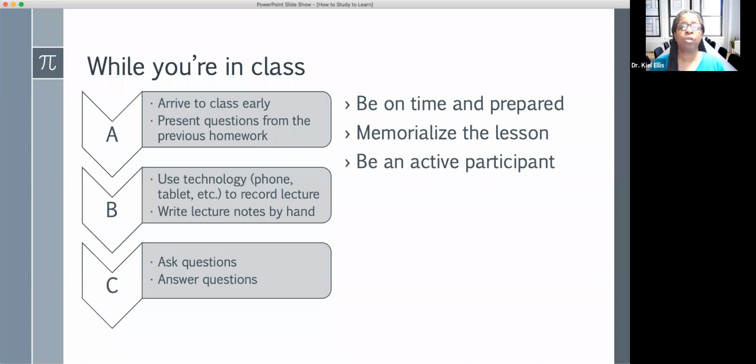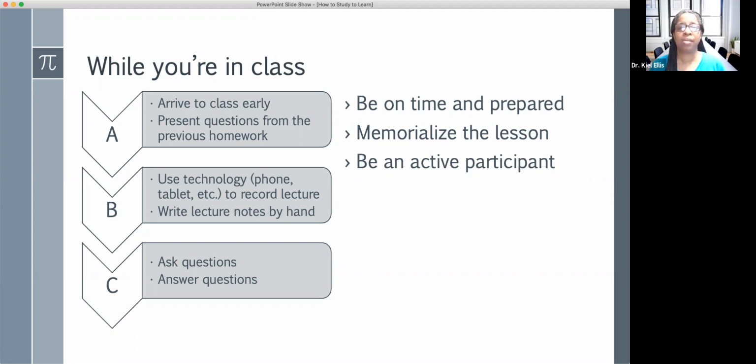Also, write your lecture notes by hand. Typing your notes is a way to get the notes down, but it's not the most effective way of remembering what you're writing. We don't remember things that we type, but we do remember things that we write, because you're not just writing it on paper, it's like you're engraving it into your mind.